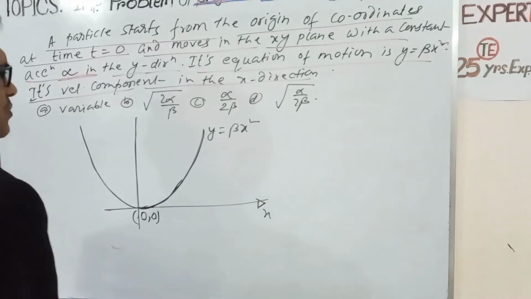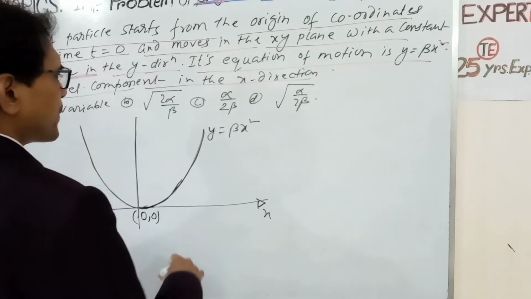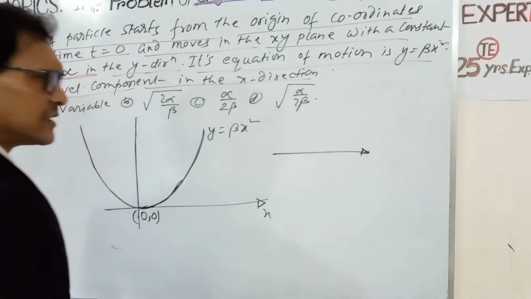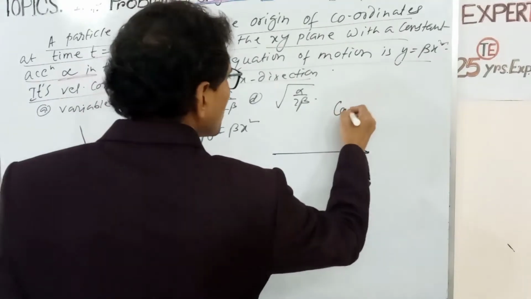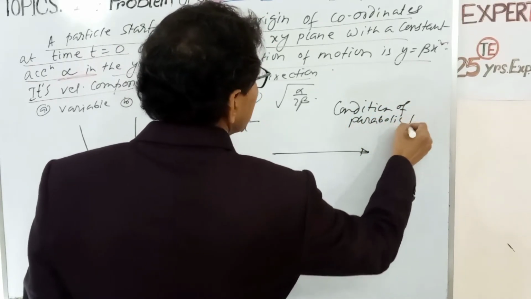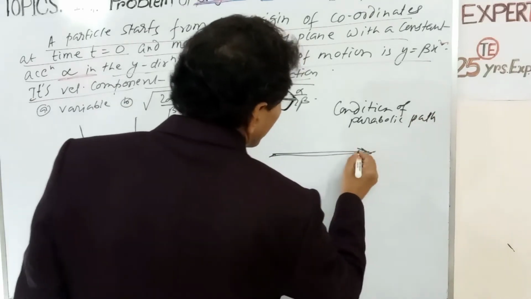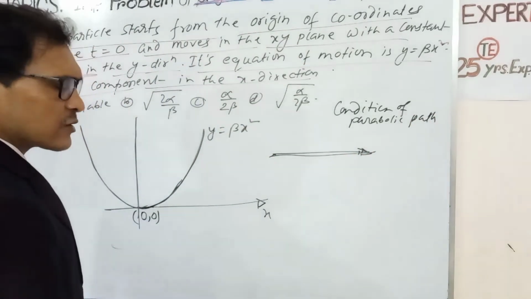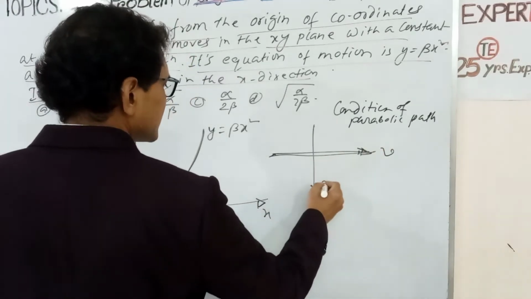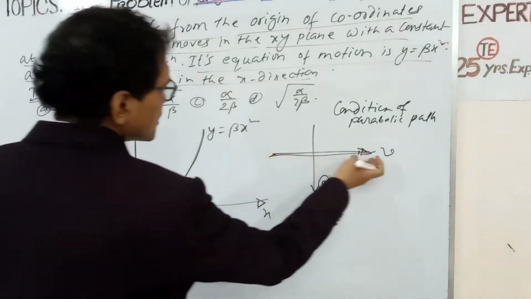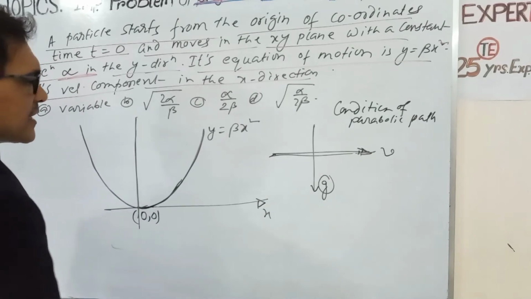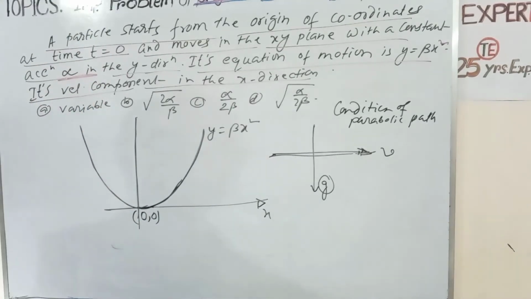We know the condition of a parabolic path: the horizontal velocity remains constant always. The condition of a parabolic path is that velocity along the horizontal remains constant throughout the projectile path, and acceleration is always perpendicular to the horizontal velocity. If these two points are satisfied, then the path of the particle will be a parabola.